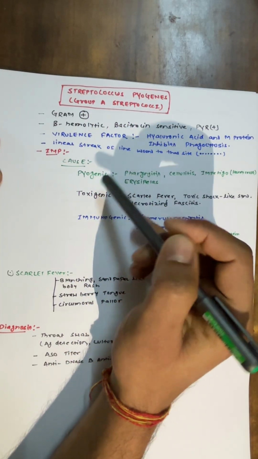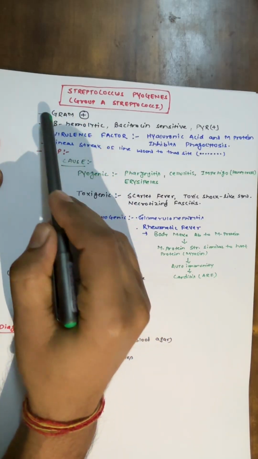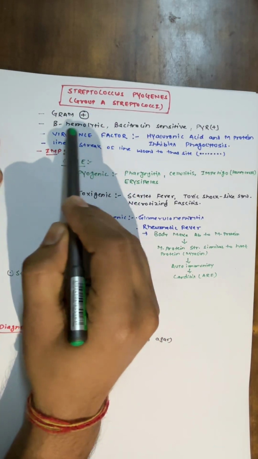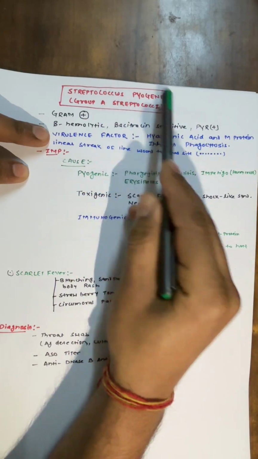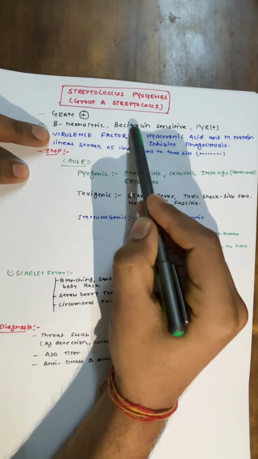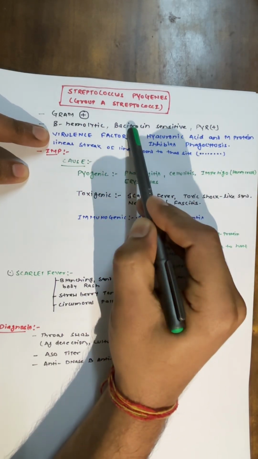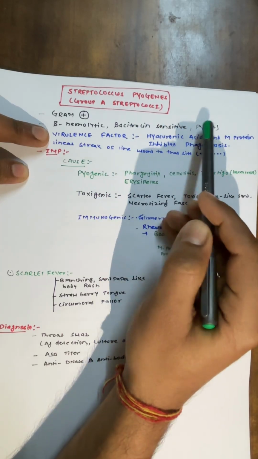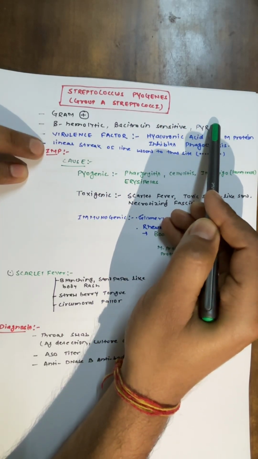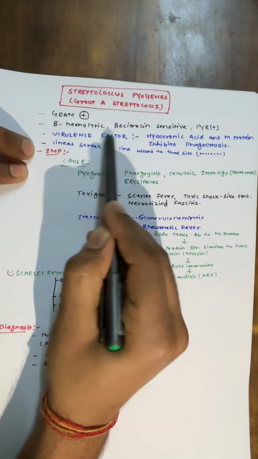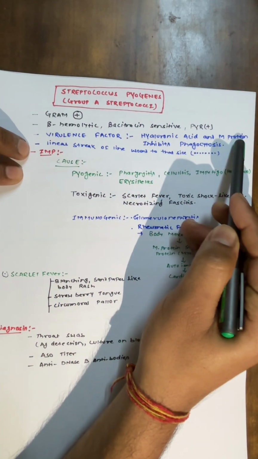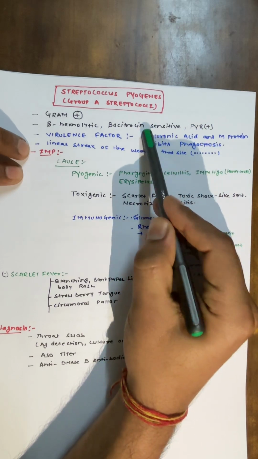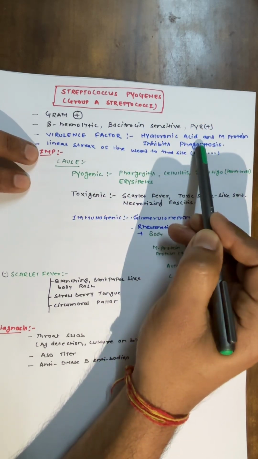Talking about their lab characteristics, they are also gram positive. They are beta hemolytic, which means complete hemolysis. Streptococcus pyogenes, or group A Streptococci, are bacitracin sensitive, meaning they are sensitive to the bacitracin antibiotic, and PYR positive. Talking about their virulence factors, the main ones are hyaluronic acid and M protein, and this inhibits phagocytosis.